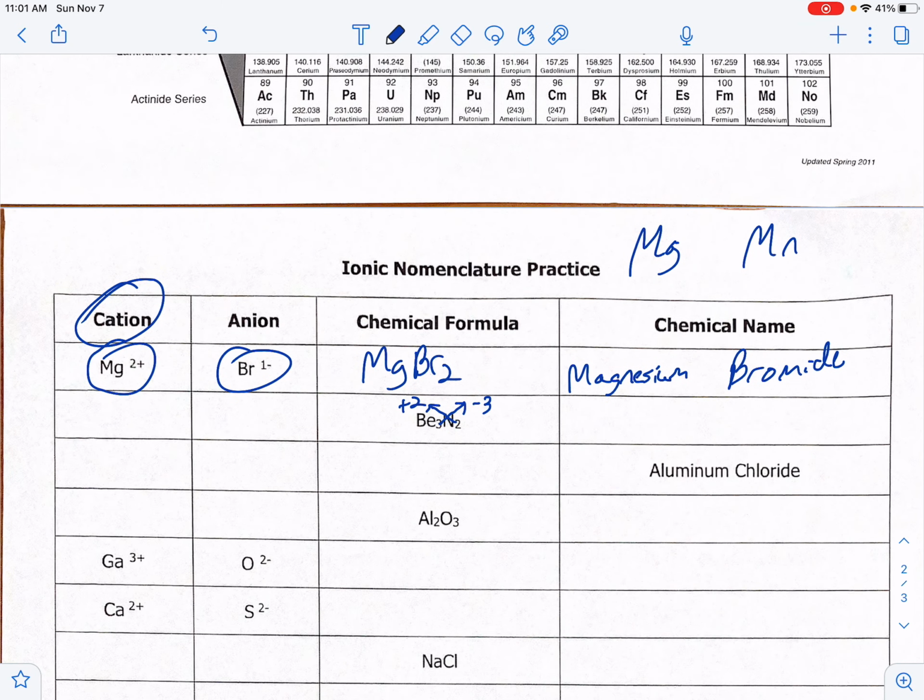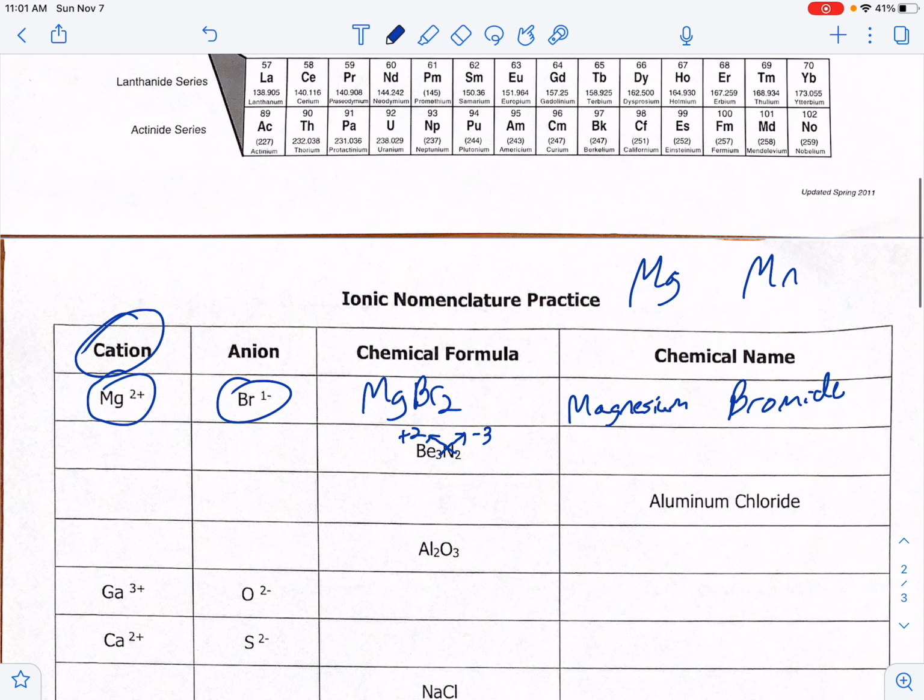Again, when you're not dealing with anything like a transition metal, you can simply look on the periodic table and check for the charge there. So Be has a charge of +2, there's my cation. And nitrogen has a charge of -3, there's my anion. Now when we write our name, Be is simply beryllium, and nitrogen becomes nitride.